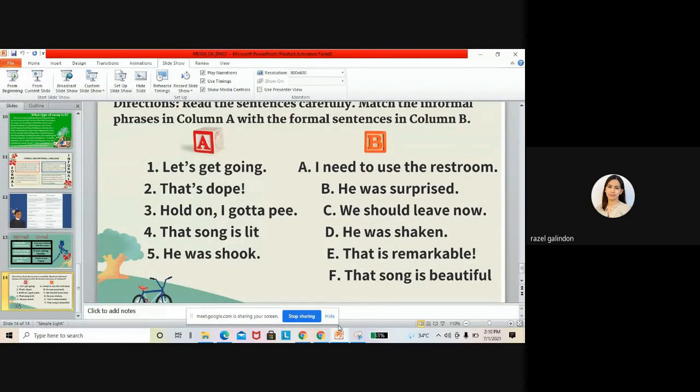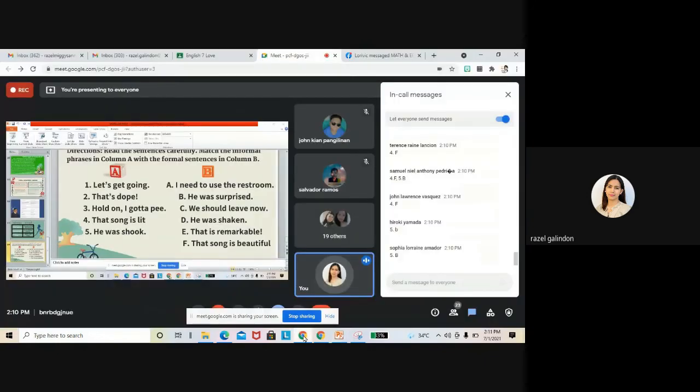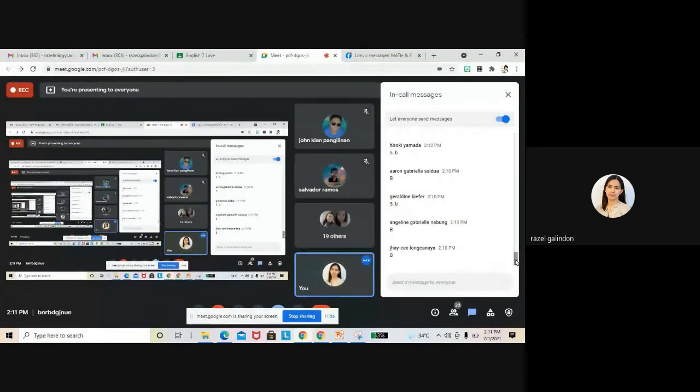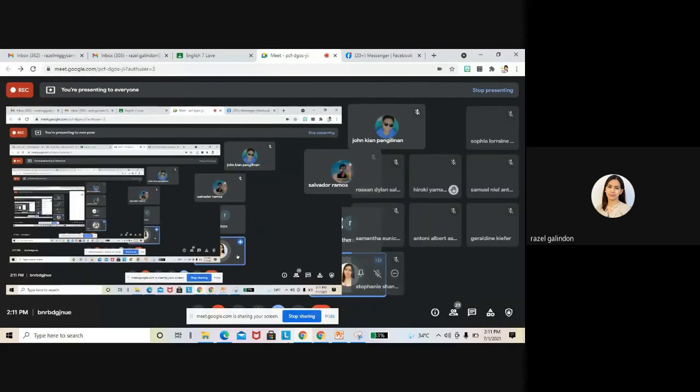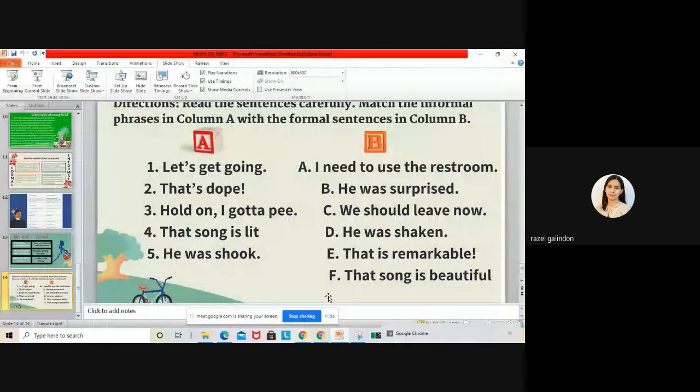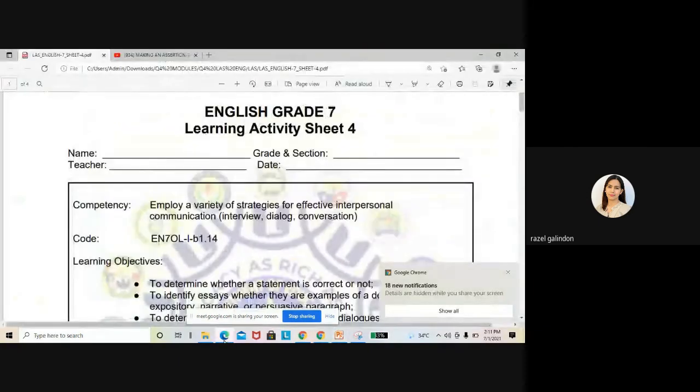Okay, so very good. You know how to identify the formal way of saying the specific or certain informal language. So we're done already with my PowerPoint. I'm going to show you now our learning activity sheet number 4.